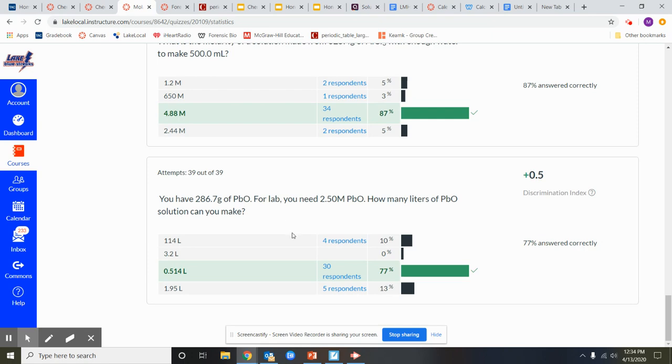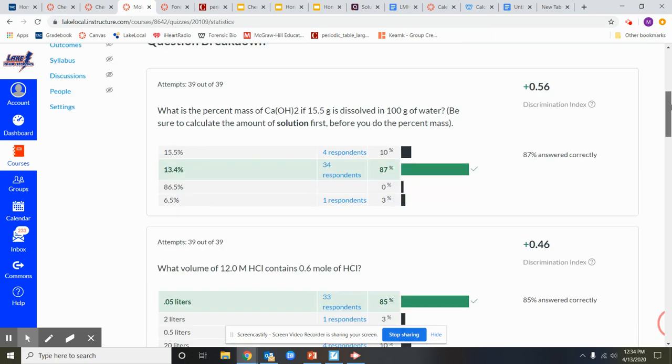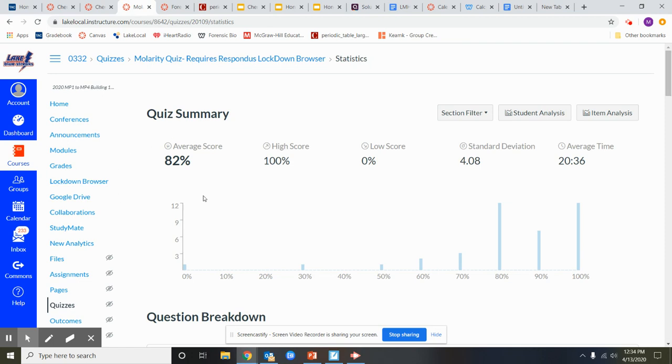So those are the answers to numbers 1 through 10. And again, I just wanted to kind of review that with you so that you knew which ones you missed and why you missed those. This is going to be on your test on Friday.